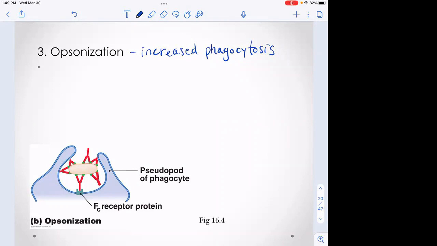So you can see here, if this is the pseudopod of a phagocyte, like a dendritic cell or macrophage, there are receptor proteins for the stem on the outside of that phagocyte. So it's going to be able to hold on to that Fc region of the antibody. The antibodies are like handles for that pseudopod to grab hold of, which is going to make it more successful in phagocytizing that pathogen.